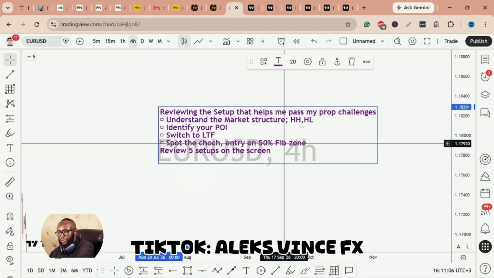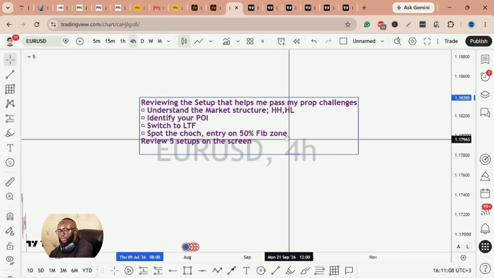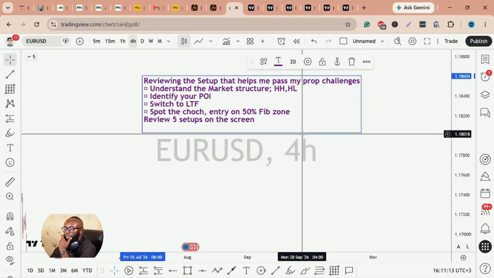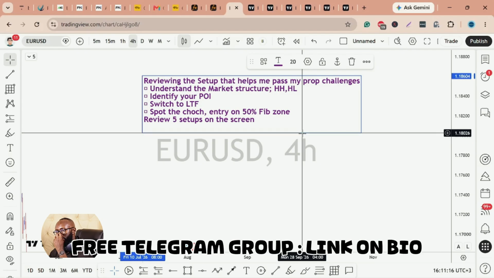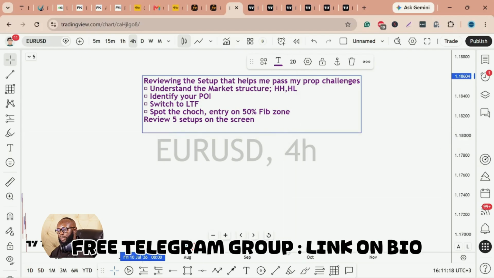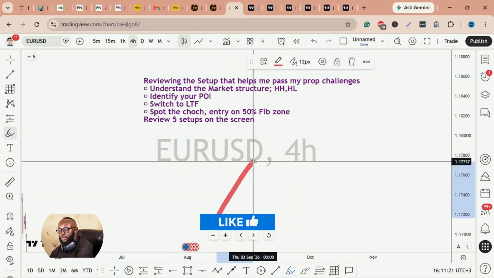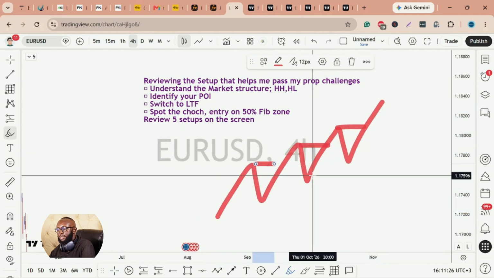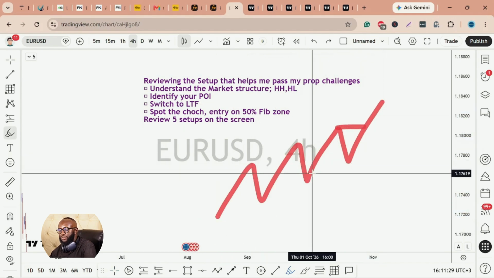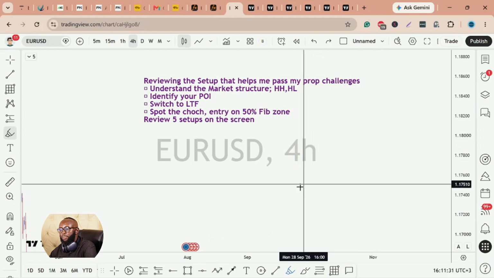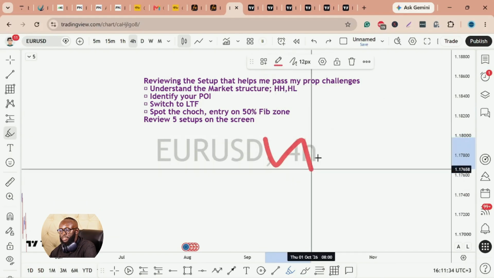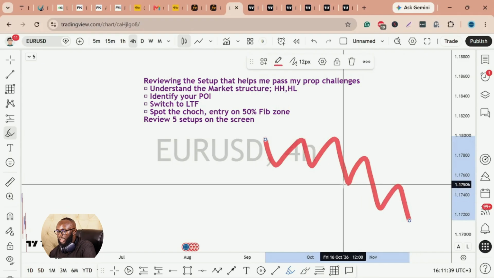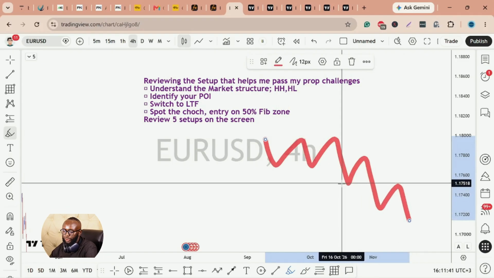Now, the first thing that you need to understand is that you need to have a clear understanding of the market structure. You need to know when the market is in an uptrend or a downtrend. A simple understanding of market structure is that if the market is making higher highs and higher lows, then the market is clearly in a bullish structure. In this case, you want to be a buyer in that market. And if the market is making lower lows and lower highs, then the market is in a downtrend, and you don't want to be a buyer in this case. You just want to short the market.